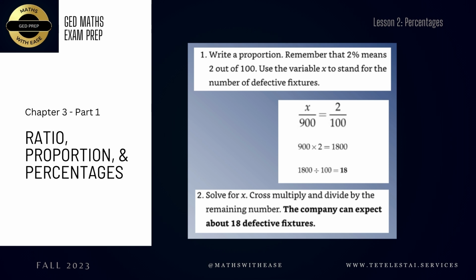And what do we do to find x? We isolate it. And how do we isolate it? We divide both sides by 100, right? So 100 divided by 100 is going to leave you with x on your right-hand side because 100 cancels 100. And then on your left-hand side, 1800 divided by 100 is 18, right? And so that's our x equals 18. We know that the company can expect that for every 900 parts that it makes, 18 will be defective.